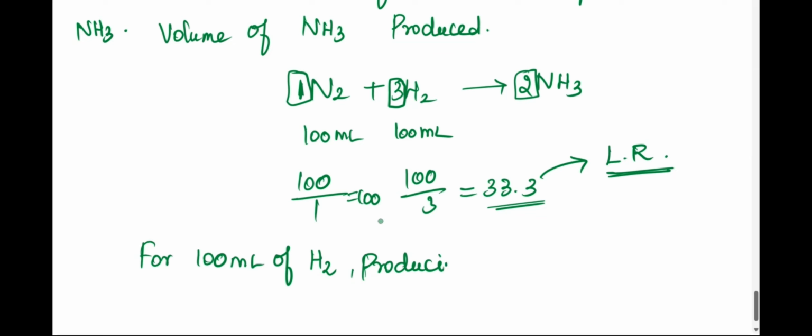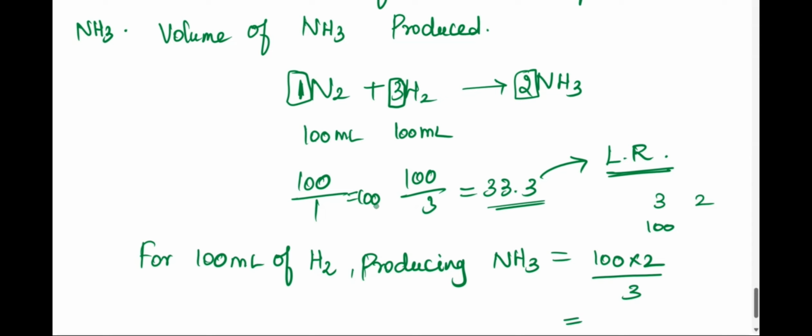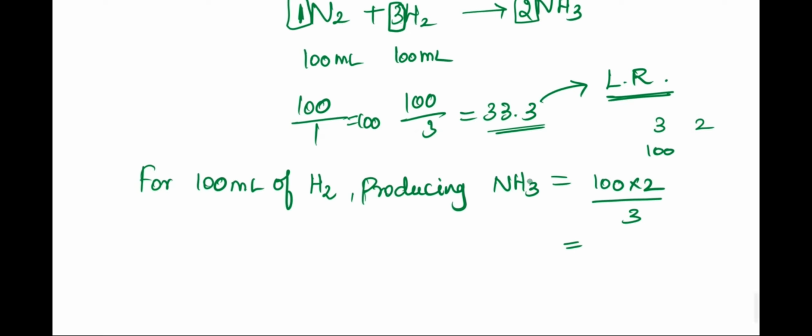Producing ammonia, which is equal to, where that is in 3:2 ratio. Here I am having 100. So 100 into 2 divided by 3, which will become 200 divided by 3. Then that is 66.6 ml of ammonia has been produced. Okay, so this kind of question can be asked.